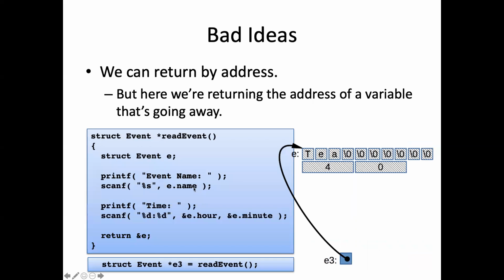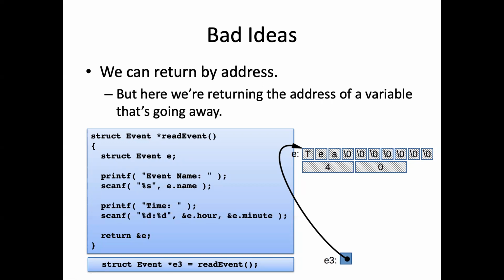I fill in its name field and its hour and minute field. And then instead of returning a copy of it, I just return the address of the event I just built. My type makes sense up here. I return the address of an event struct, and that's what I said I would do. I return a pointer to an event struct. The caller gets that pointer and they can store it in their own pointer variable. So type-wise, this makes sense.